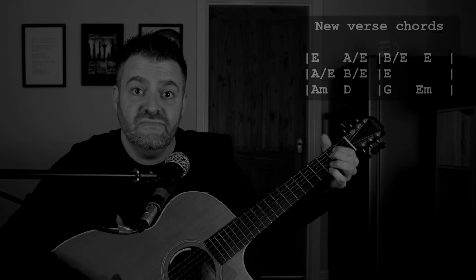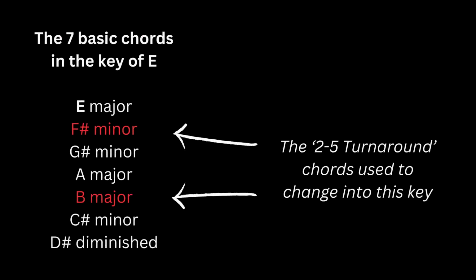I like that. However, to do a true subliminal key change in the style of the Beatles, we need to get back to our original key as well, fairly quickly. So, to keep it simple, I'm just going to use that exact same 2-5 turnaround to get us back into E. On screen now you can see the 7 basic chords in the key of E. So I'm going to take chord 2, F sharp minor, and chord 5, B, and see if it gets us back into our home key.